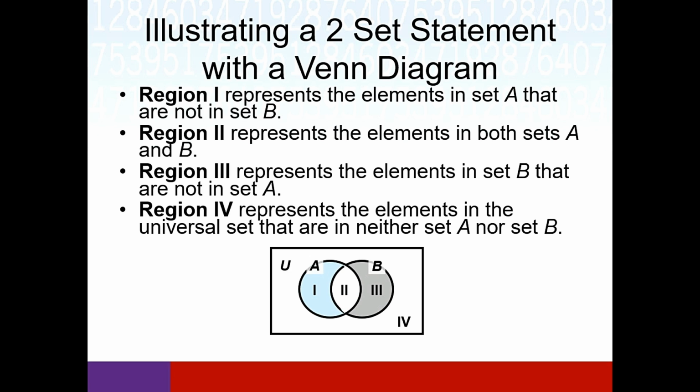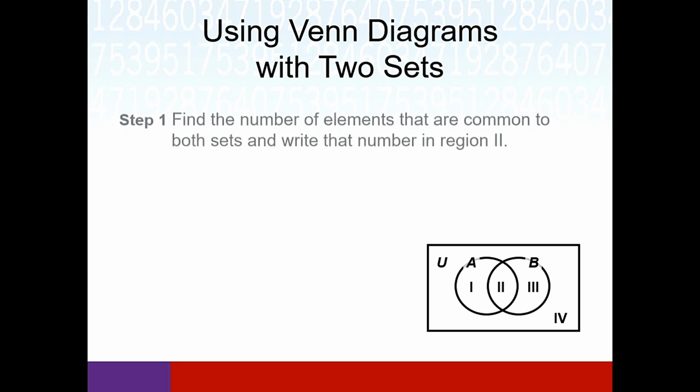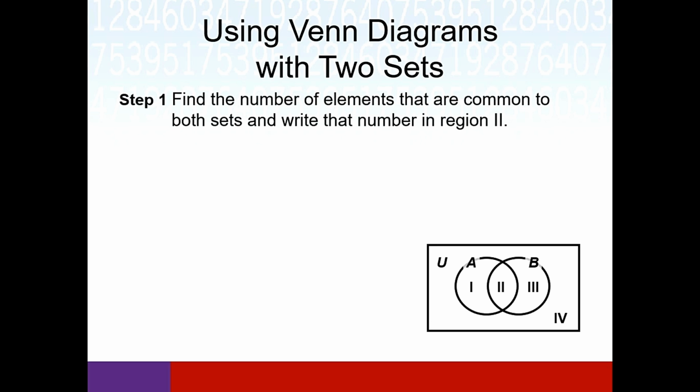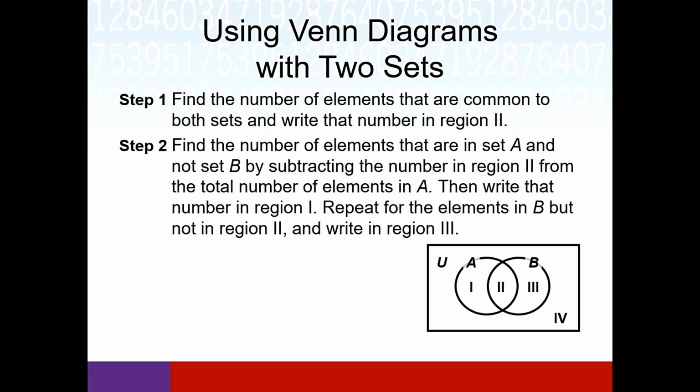So now let us consider some steps in using Venn diagrams with two sets. The first step is that we will find the number of elements that are common in both sets and write that number in region 2, so in this middle region. Next, step 2. We find the number of elements that are in set A and not in set B by subtracting the number in region 2 from the total number of elements in set A. So, technically, this is the cardinality of A minus the cardinality of the intersection of A and B. Alright. Then, we will write it in region 1.